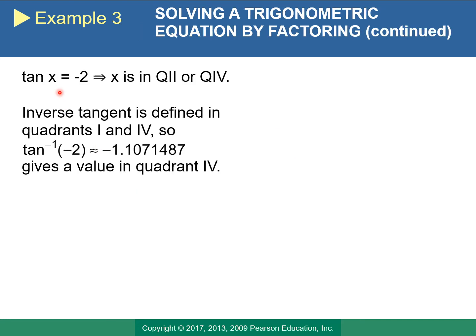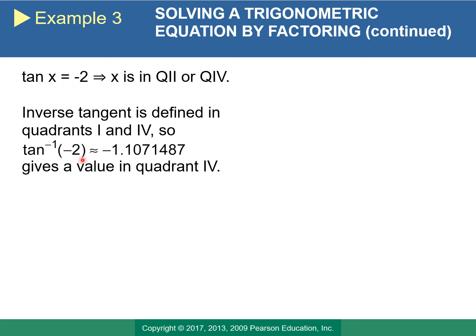Okay, tangent x is -2 lets us know that x is either in quadrant 2 or 4 because tangent was negative. Tangent is negative in those two quadrants. And so inverse tangent, if you remember when we went over inverse functions, is only defined in quadrants 1 and 4. So notice we'll be able to get a value for quadrant 4 using inverse tangent, but it's going to make us end up missing this value from quadrant 2. So we'll address that. So tangent inverse, I know that if I want to find x, I use tangent inverse.